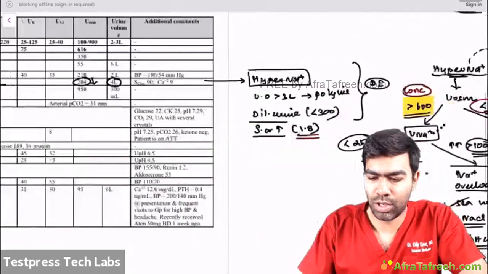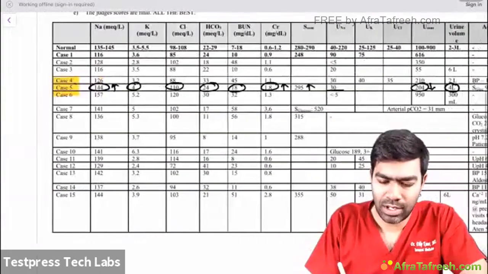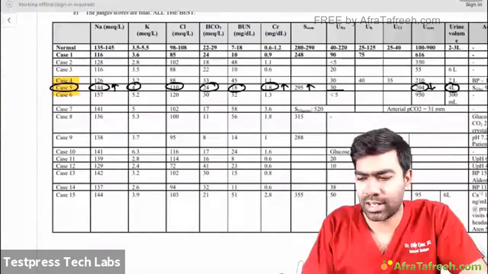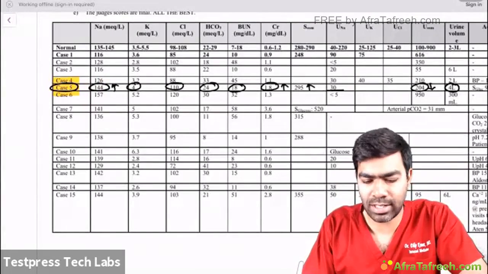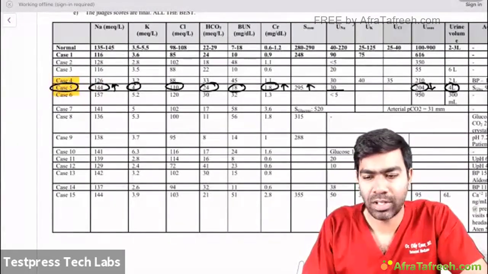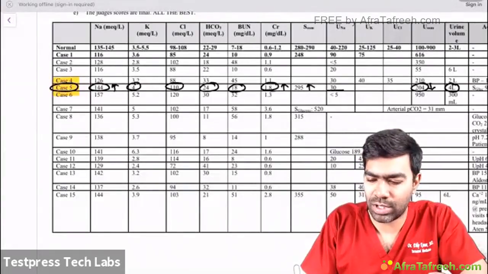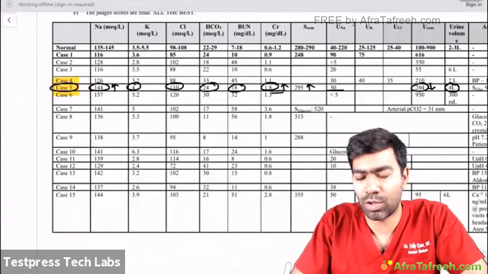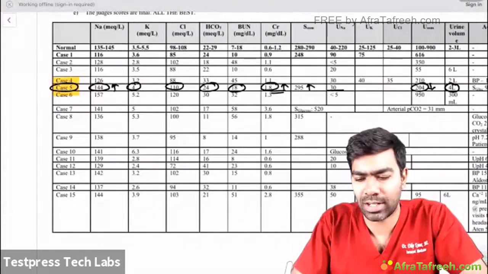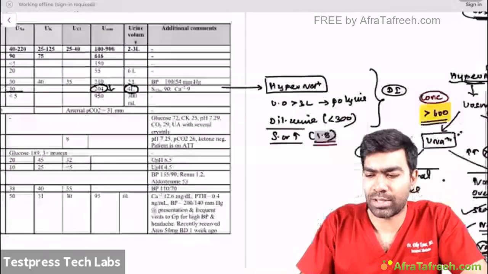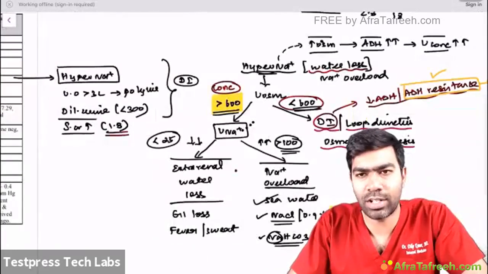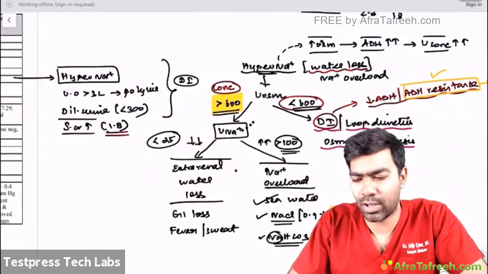So question number 5, if you ask me, this is a real case. This is one of the cases where the patient was taking lithium. It was a lithium-induced diabetes insipidus, and the patient had lithium-induced tubulointerstitial nephritis as well. Because of that, the patient's serum creatinine was also a little high. This is a perfect example of diabetes insipidus. The patient was not taking any loop diuretics. It was not an osmotic diuresis as well.